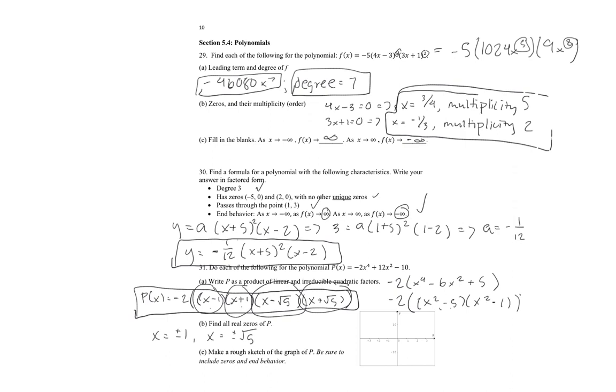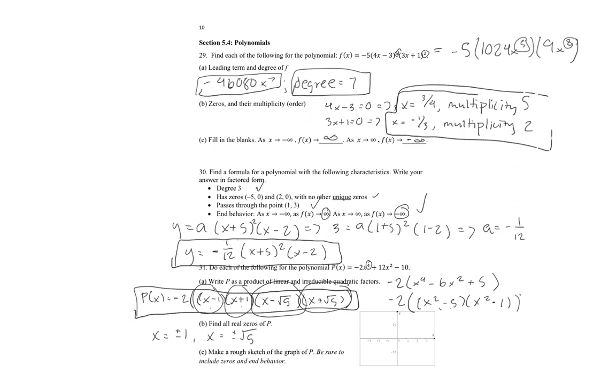Okay, so on part C, we're supposed to make a rough sketch and include the zeros and end behavior. Let's keep our end behavior in mind. As x goes to negative infinity and x goes to positive infinity, since we have an x to the 4th and that's an even power, the end behavior has to be doing the same thing on both sides. And because we have a negative 2 being multiplied by that, both sides are going down to negative infinity.